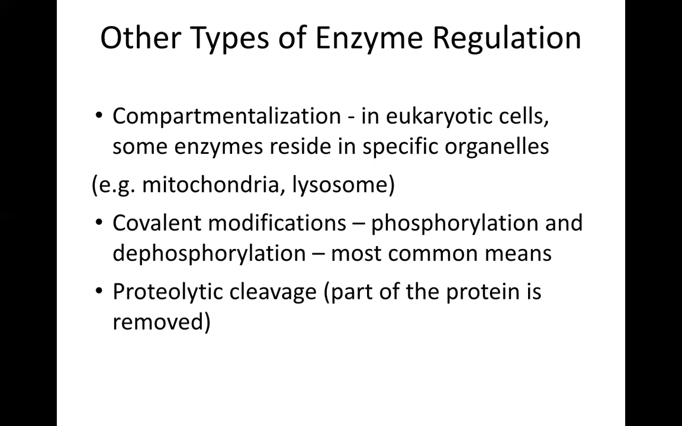There are also covalent modifications. Remember, we talked about kinase in unit 4. Phosphorylation. Kinases are enzymes that add phosphate groups, and phosphatases are enzymes that remove phosphate groups. That is the most common means of regulating enzyme function. And sometimes enzymes are subject to, brace yourself for this term, proteolytic cleavage. That means part of the protein is removed, it's cleaved, it's cut out. That usually activates an enzyme.